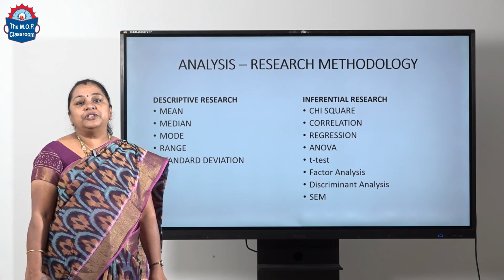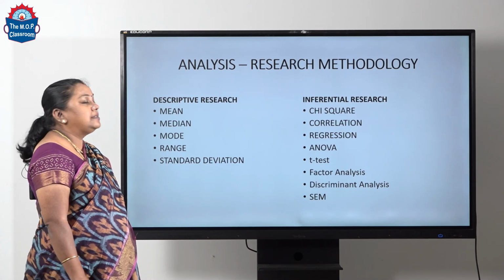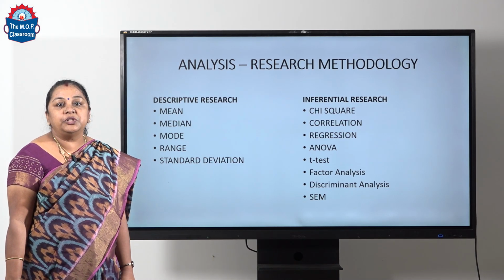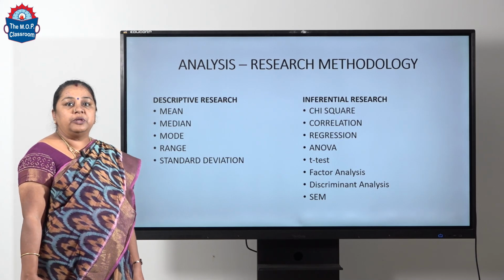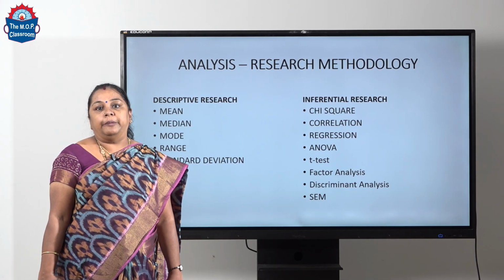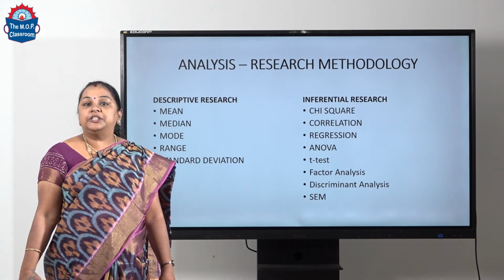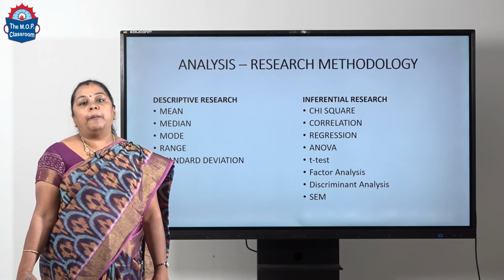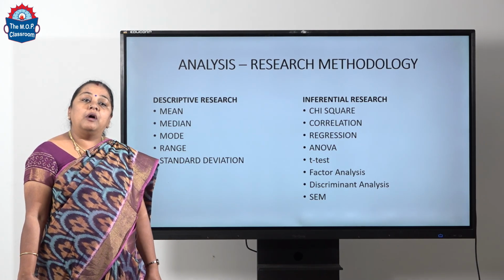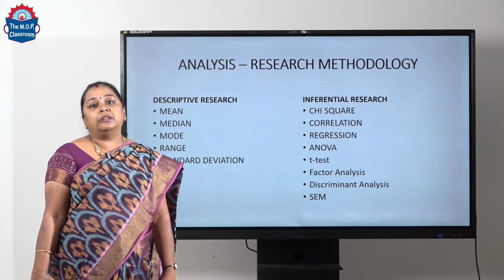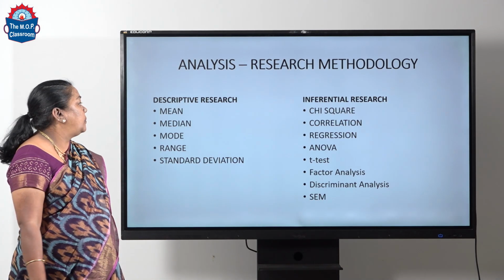Then comes the inferential research, which focuses on your topic. In the inferential research, as I told, based on the objectives which you framed, you would be conducting the study. If you want to find the association between gender and smoking habits, you would probably do a chi-square test. If you want to find the relationship between leadership style and job performance, you will do a correlation. If you want to further find how much leadership style is impacting job performance, you would rather go for a regression, which is denoted by R square.